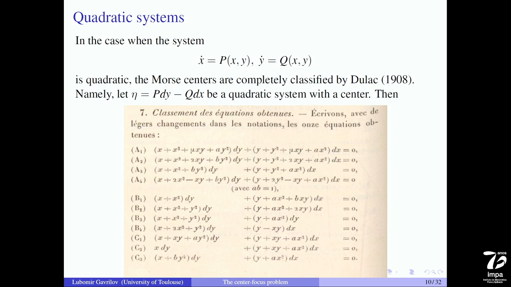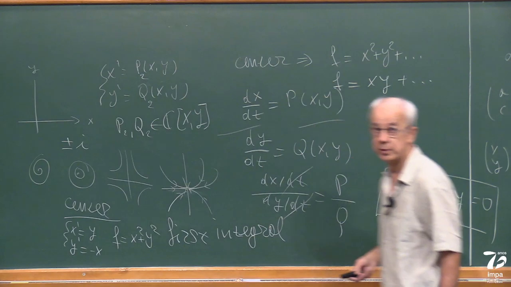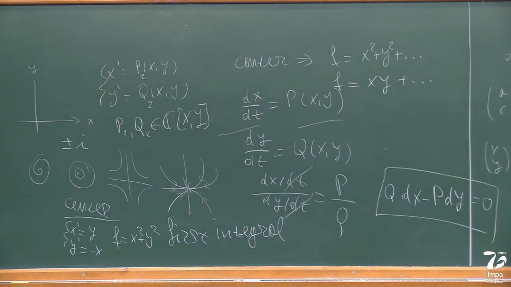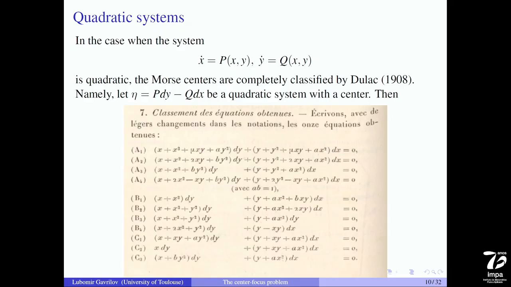What was the method of Dulac? The method was through power series also. And he proved, in fact, more than that. He proved the following, a theorem which emerged explicitly later. The space of systems with a Morse center inside the space of polynomial systems, here of degree 2, is in fact an algebraic set. And who says algebraic says also algebraic geometry. So the study of algebraic sets is not something trivial.